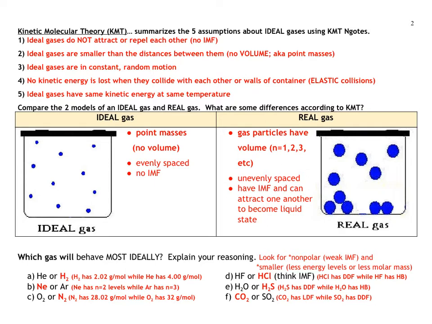The kinetic molecular theory, abbreviated KMT, summarizes 5 assumptions about ideal gases. And the 5 assumptions are: ideal gases do not attract or repel each other. There are no intermolecular forces. Ideal gases are smaller than the distance between them, so they have no volume. Also, they're point masses, so essentially they're a little point with mass. Ideal gases are in constant random motion. There's no kinetic energy lost when they collide with one another. In other words, they have elastic collisions.